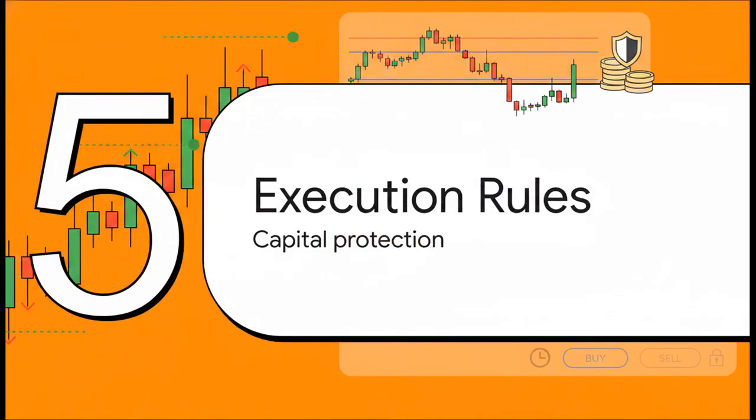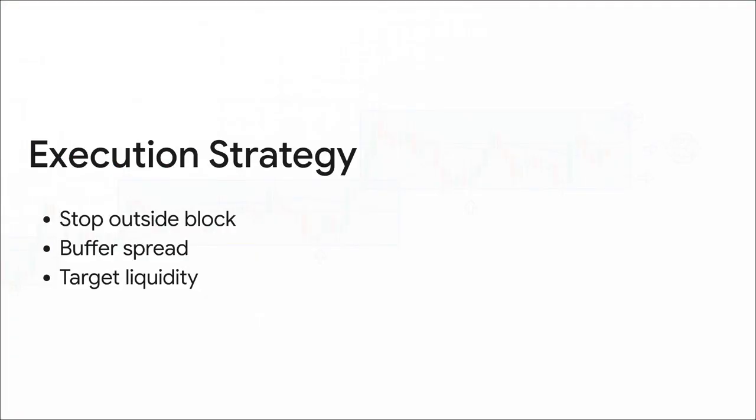Okay, finally, let's talk about execution and stop placement. Because honestly, a mentor's primary job isn't just to help you make money, it's to protect your capital. Before you even think about hitting buy or sell, you need to lock down these execution rules. Place your stop loss firmly outside the identified order block or just outside the first candle of that 3-candle FVG formation. And always remember to add a small buffer to account for spread slippage.